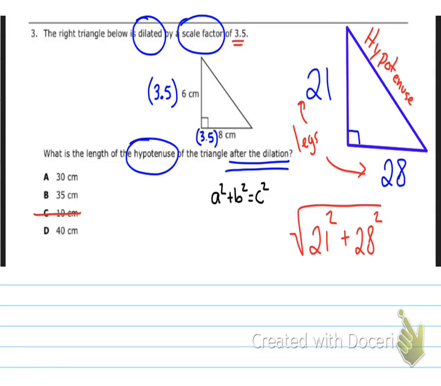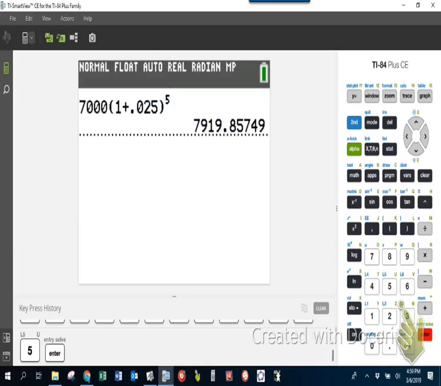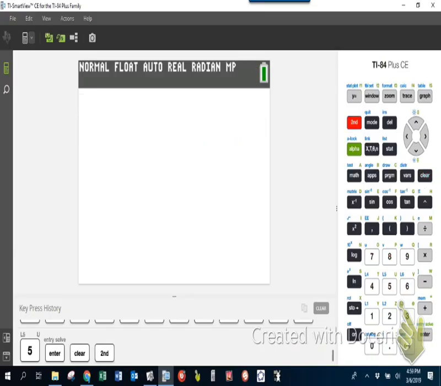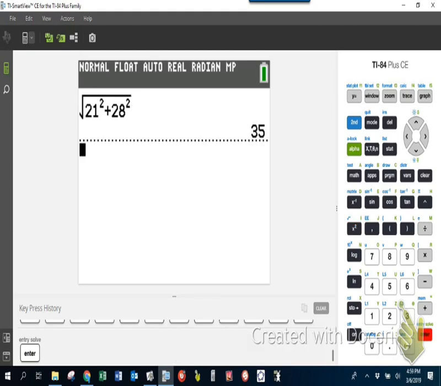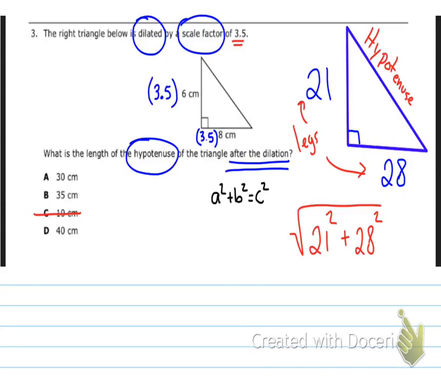And if I type that out, let's go ahead and do the square root of 21 squared plus 28 squared. And my answer should be 35. So if I go back, it's actually there. And that would be my hypotenuse, the longest side. So notice the number is bigger than 28. It makes sense. That's going to work.